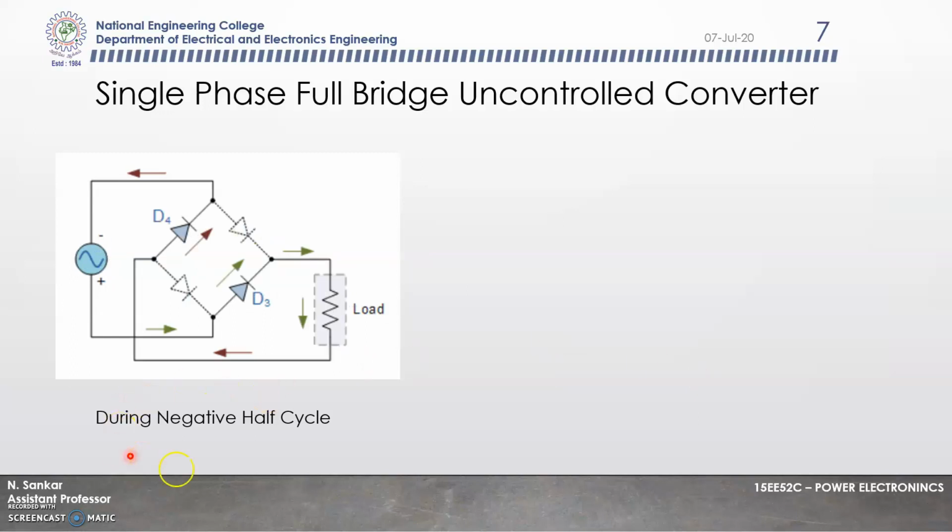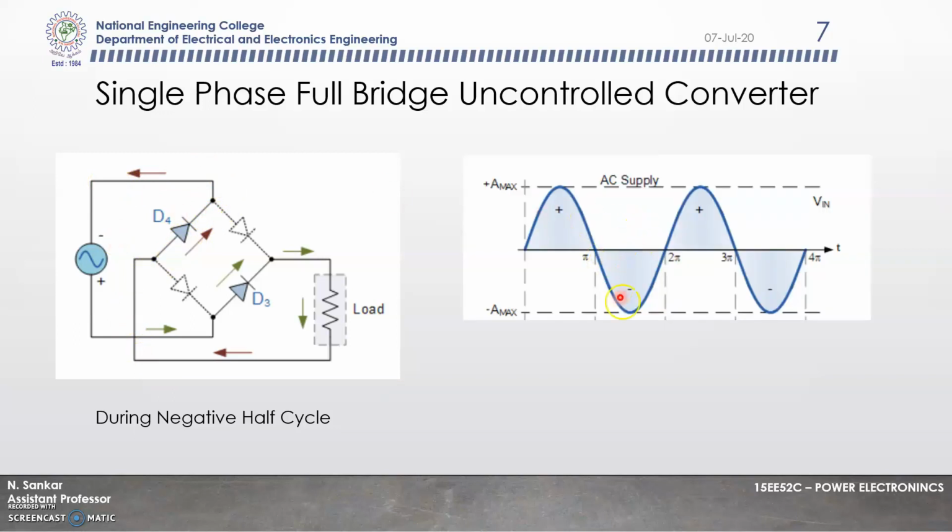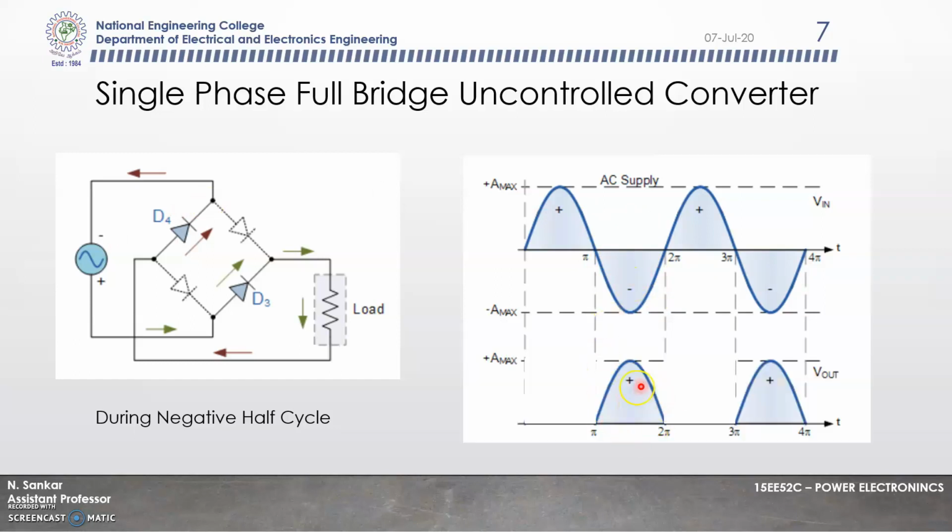Now for the negative half cycle, here it will be the neutral connection and here it will be the phase connection. Diodes D1 and D2 will be reverse biased because here the voltage is negative and here the voltage is positive. So diodes D3 and D4 get forward biased. The current will travel from phase to D3, from there to the load, and from there to D4. Again it will exit at neutral. So the negative half cycle gets rectified and the output voltage will again be positive.